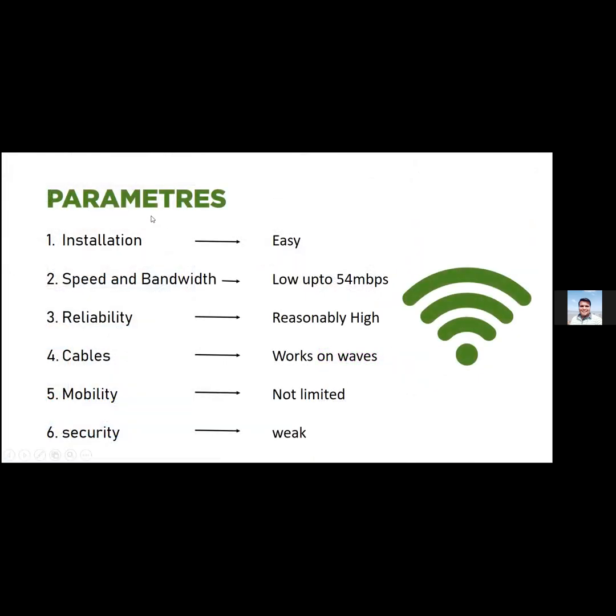Parameters: installation of a wireless network is easy. Speed and bandwidth are high, up to 54 Mbps. Reliability is high, but if a major section like the router breaks down, the whole network will be affected. It works on radio waves and microwaves. Mobility is not limited, as it operates in the entire wireless network coverage. Security is weak.